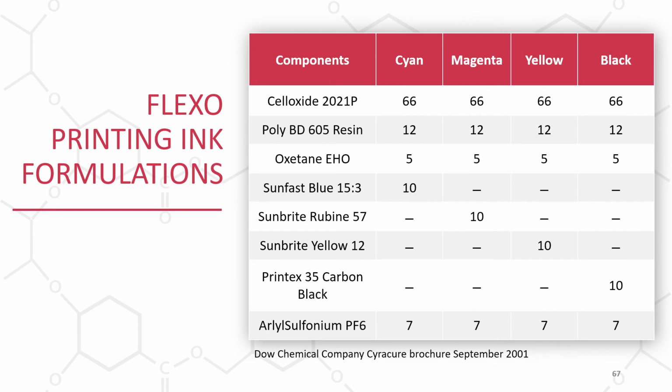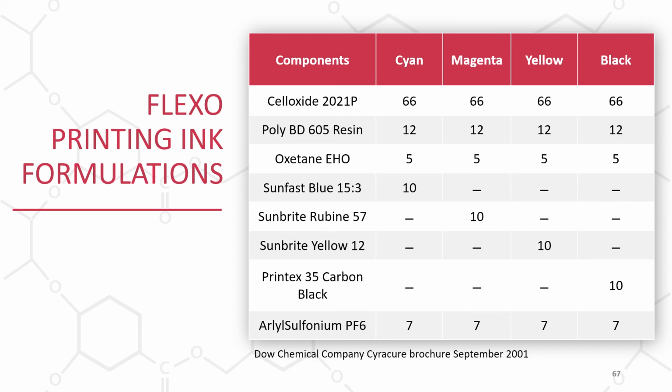You're not only limited to clear coatings, you can also do inks. Here we have a range of inks: blue or cyan, magenta, yellow, and black, all based on Celloxide 2021P, using a polybutadiene resin and some oxetane in there for cure speed. We're able to get a nice range of very effective inks that will be excellent for printing on metal substrates.